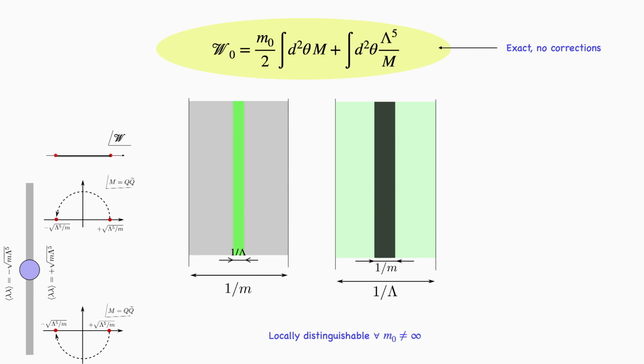Now, if you make M large, it's the other way around. Now the glue is spread over the distance 1 over lambda, and there is only a very thin core, whose width is 1 over M. But it's still a locally distinguishable situation for any M. Here it's just because of the existence of the sigma model on the wall sheet. Here, of course, it's not the case, but you can do an experiment.